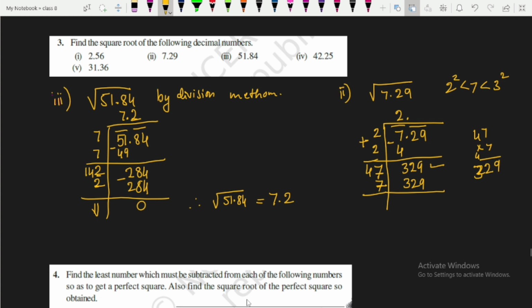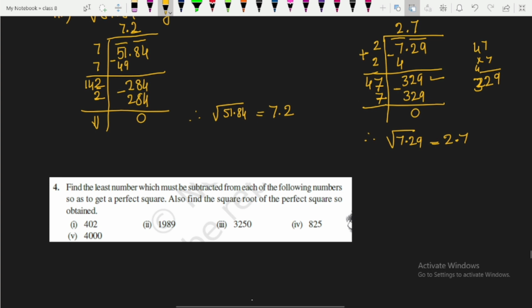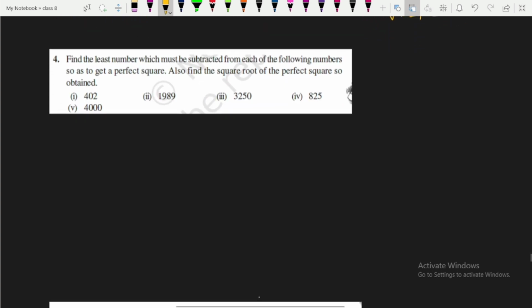Multiply here, and you write 7 in the quotient place. So here if we subtract, the remainder is 0. Therefore square root of 7.29 is 2.7. Okay, so in this way you are going to find the square root.